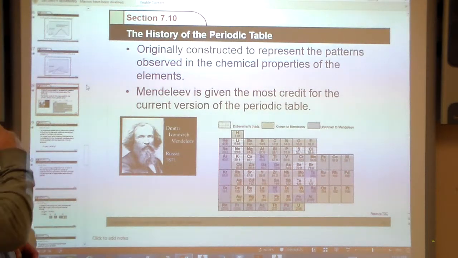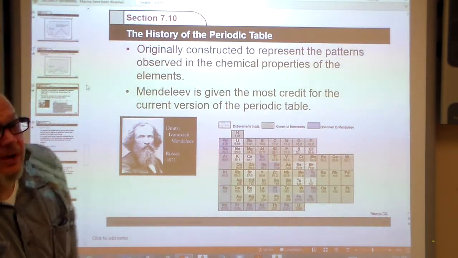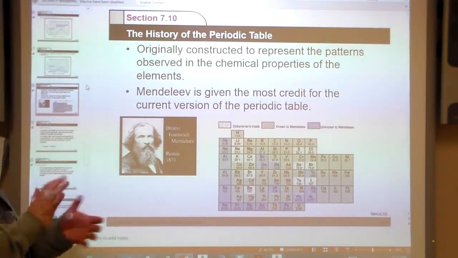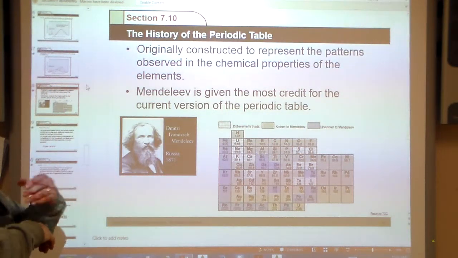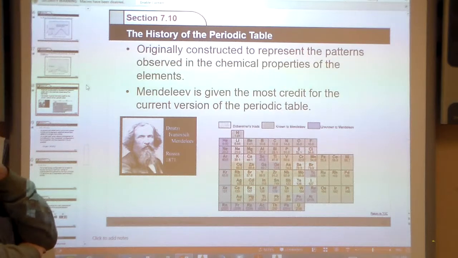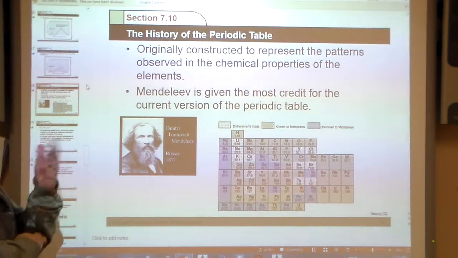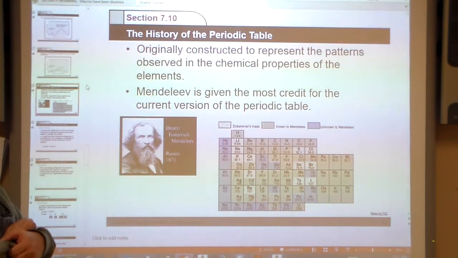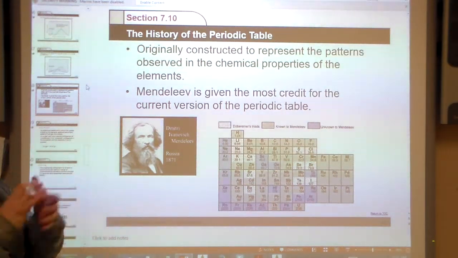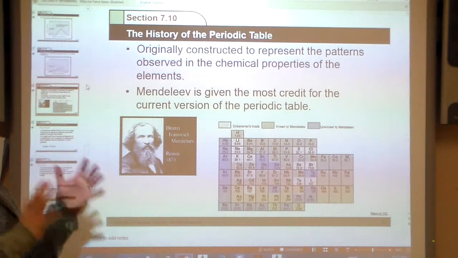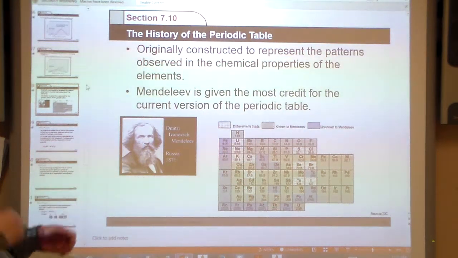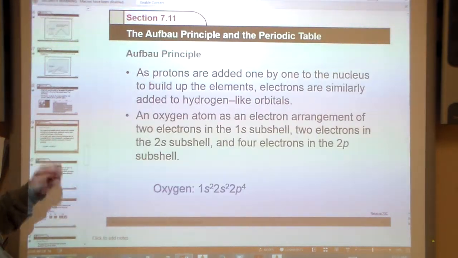You guys can look at this on your own, and even though you have the completed set of notes, I felt it was kind of important to talk a little bit about the history of the periodic table, periodic trends, things like that. Pretty much Mendeleev is given the credit for our periodic chart that we have today. Even though there were other guys involved in it, Mendeleev was pretty much the one who did things.